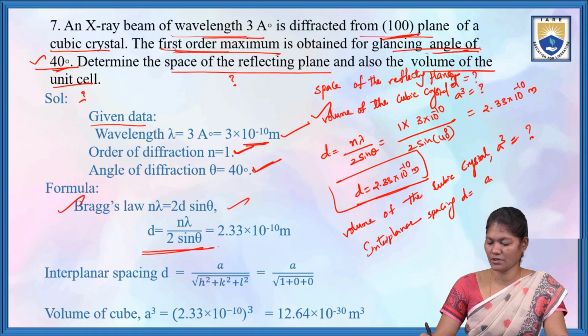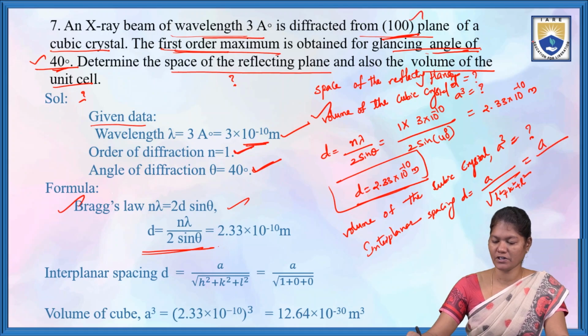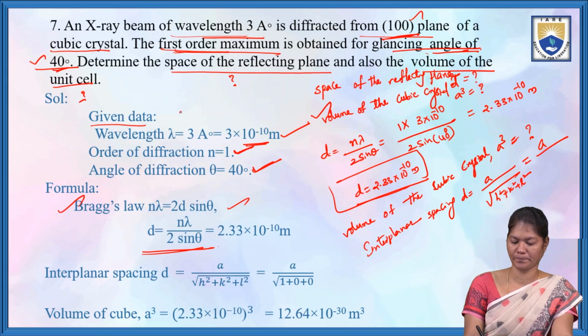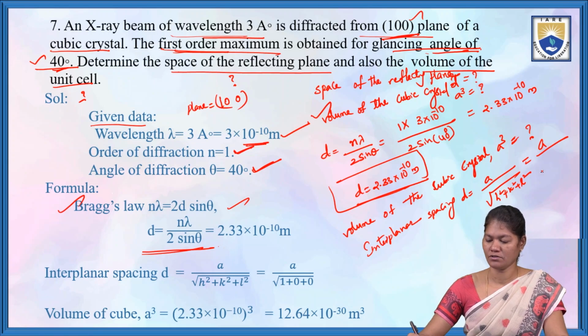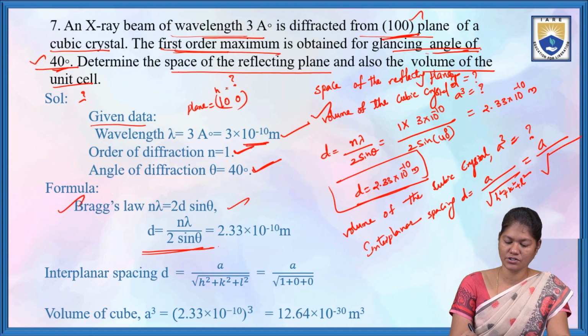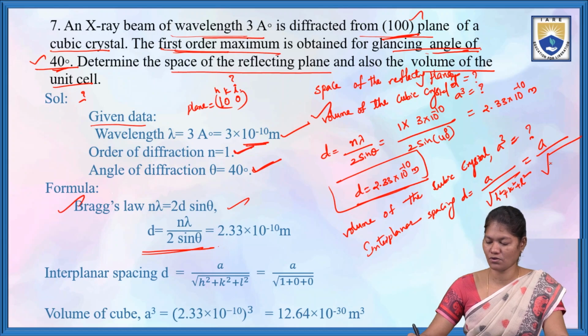The interplanar spacing d is equal to a by root of h square plus k square plus l square. So it is equal to a by root of, the plane has been given as 100, so h, k and l are 1 square plus 0 square plus 0 square. So it is equal to a by root of 1, so it is equal to a. So d is equal to a.